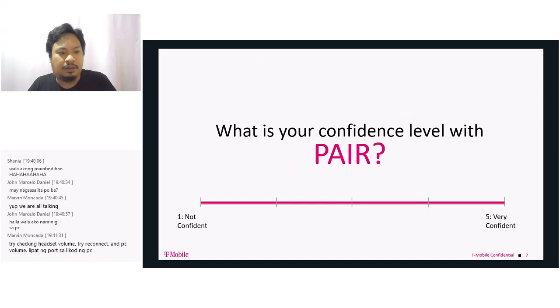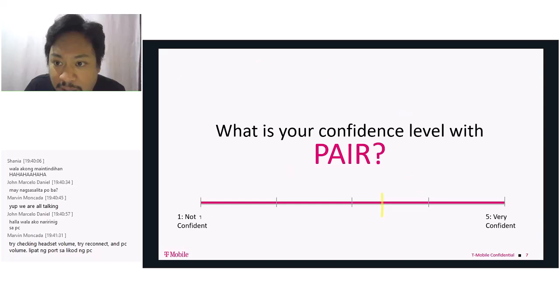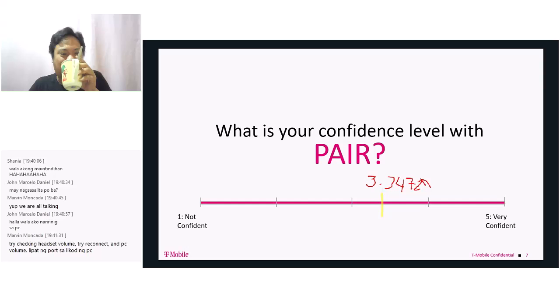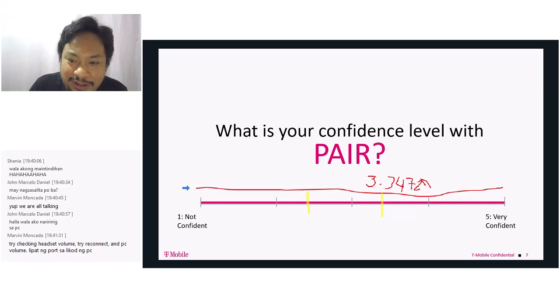On a scale of 1 to 5, just put a number there. Don't be shy, any number. This is nice, somebody put a line. You can do that as well. So this could be, let me guess, this line could be 3.347. Not confident, 3.53. It's okay. Is this where you're pointing? Here is fine. You can also put 7. No judgment here.